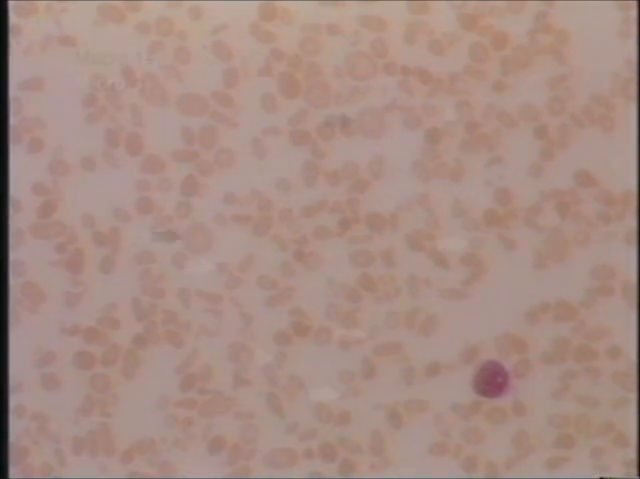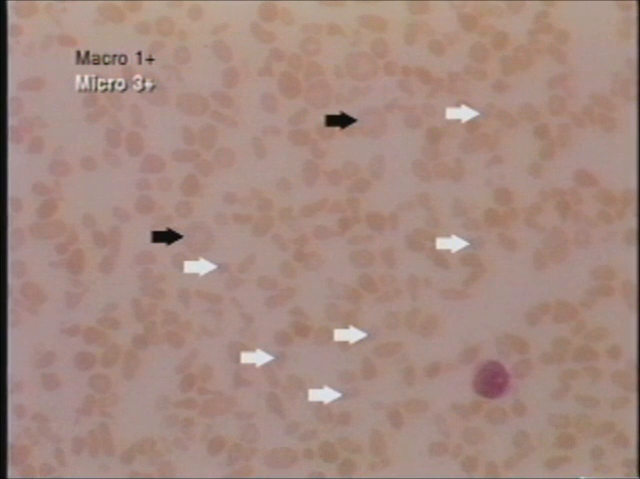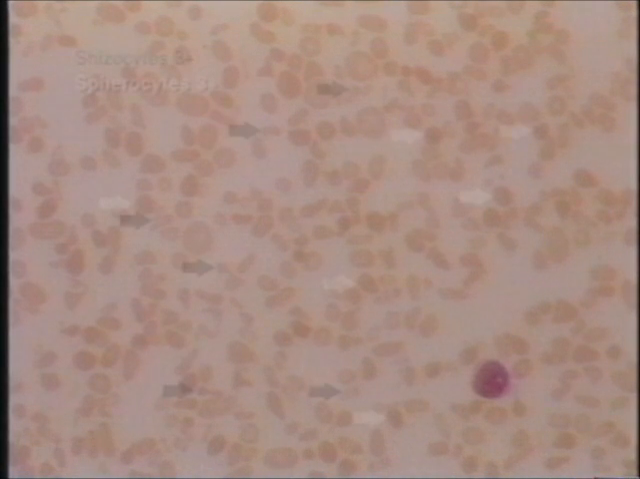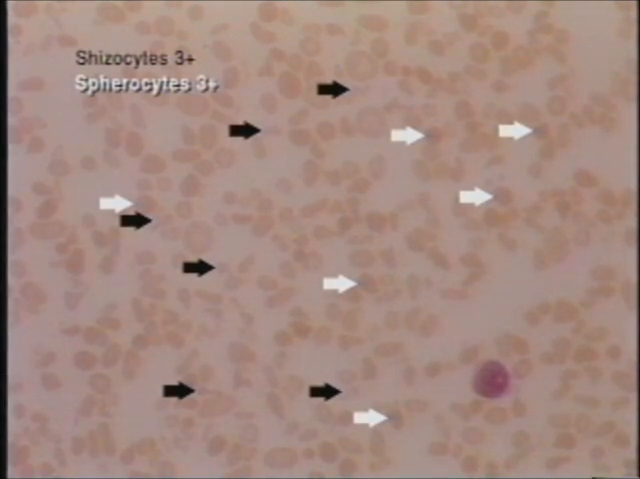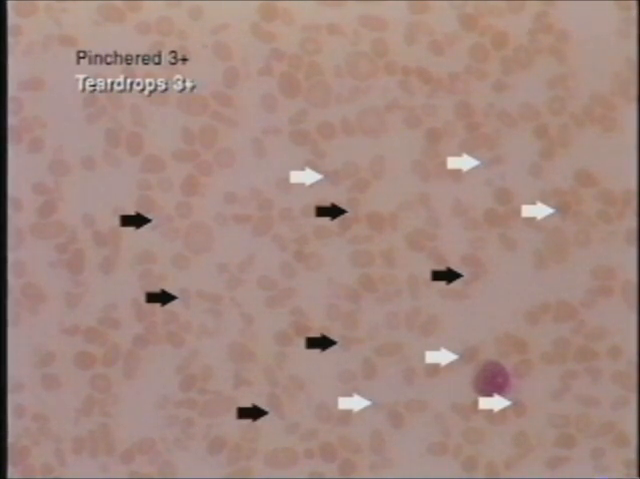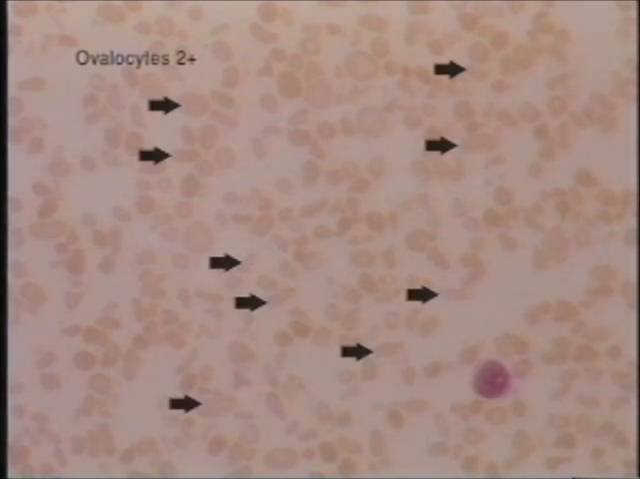This patient has 3 plus microcytes, meaning more than 50% of the cells are microcytic, and 1 plus macrocytes. The patient also has 3 plus schizocytes and 3 plus spherocytes, and I got the easy part of the job here because once I get up to 5 per field for either cell type, I'm at the maximum and I have a 3 plus. This patient also has pinched cells and teardrops, and again, there are so many that they're 3 plus. And if we look around, there are also ovalocytes, but not as many, so that would be 2 plus. Remember, ovalocytes are in the lumper category, so we would have to see quite a few before they mean anything.